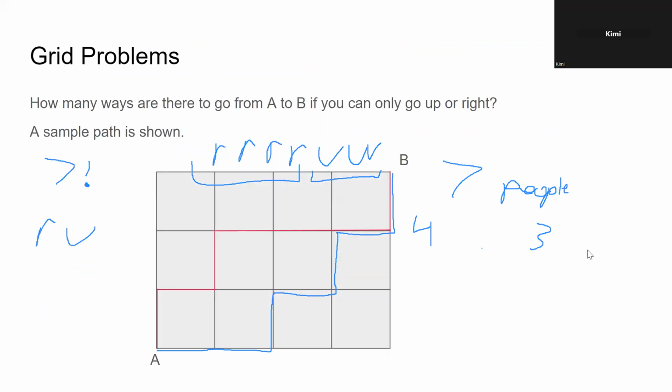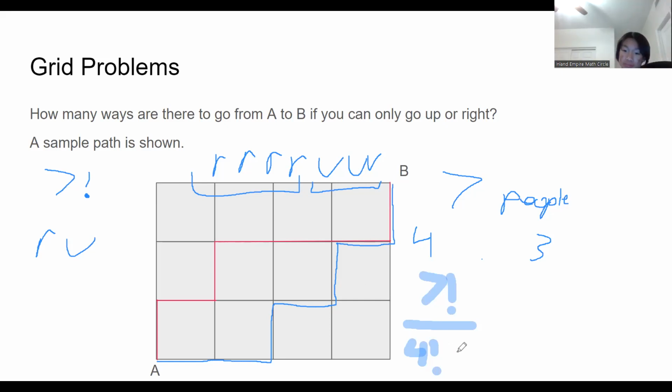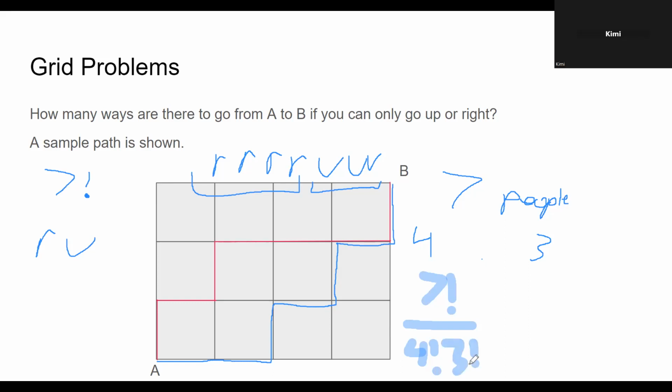So now we're going to do 7 factorial divided by 4 factorial, and then 3 factorial. There you go. You got it. That's the answer. And the same thing with the other one. This is 7 factorial divided by 3 factorial, and then 4 factorial.